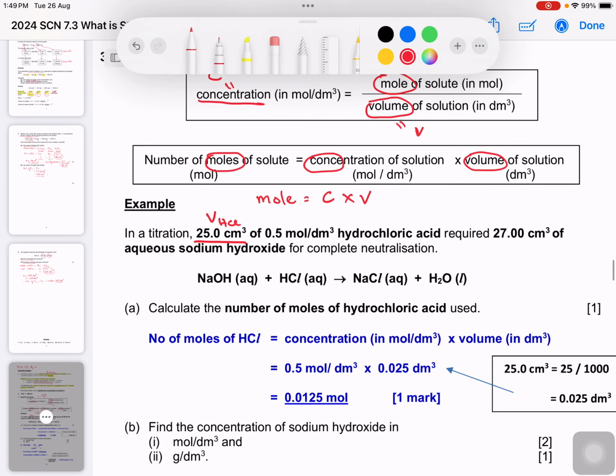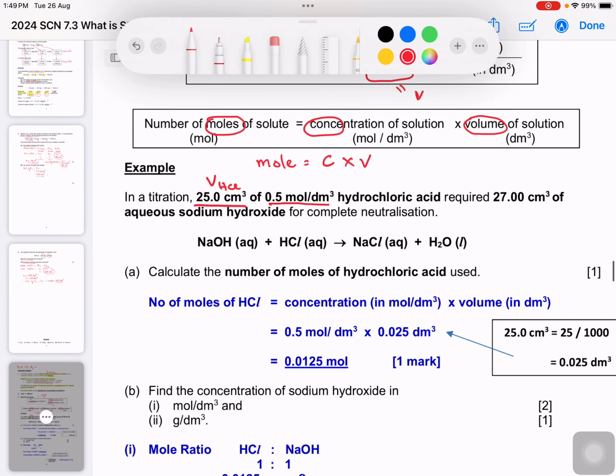How about mole per dm cube? What quantity is it? Is it mass? Is it concentration? This is a concentration, so we will call it C for HCl. Then we have 27.0 cm cube of aqueous sodium hydroxide. Cm cube again, so this is volume again, but for NaOH. So many numbers, you must really go and label them, otherwise you will be confused about which number to use.